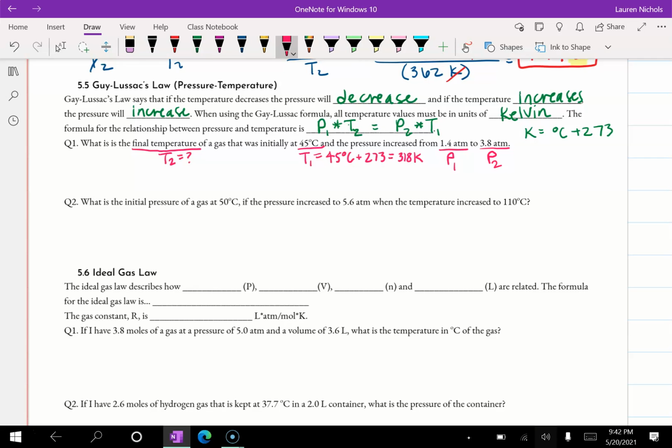And so if I'm solving for T2, I write out my formula because I want to show Miss Nichols or whoever your chemistry teacher is, if you're not actually in my class, what you've learned. And so we know that this is the formula. And we know that if we're solving for T2, I'm going to need to divide by P1 on both sides to get it alone. So T2 all by itself is equal to P2 times T1, all over P1.